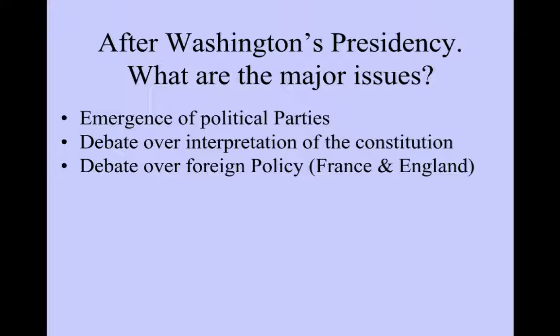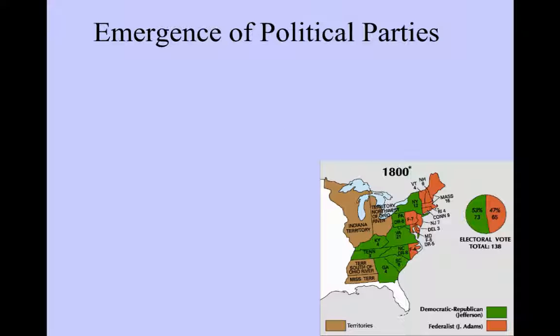So these are the major issues that are going to last for, in some ways, they still haven't been resolved, especially the interpretation of the Constitution and political partisanship. But these are issues that are going to be particularly important during this time period, 1796 to 1836. The emergence of political parties. Let's talk about it a little bit.